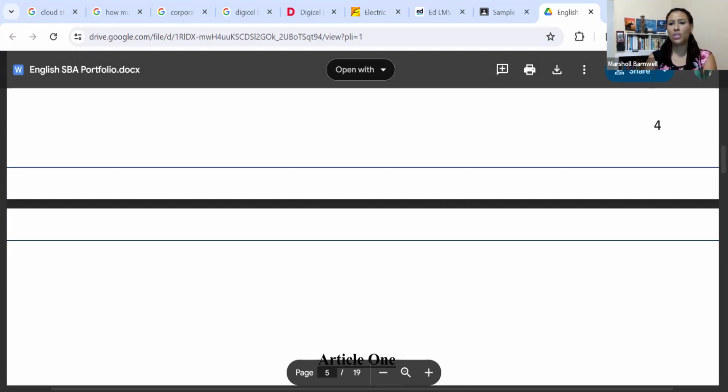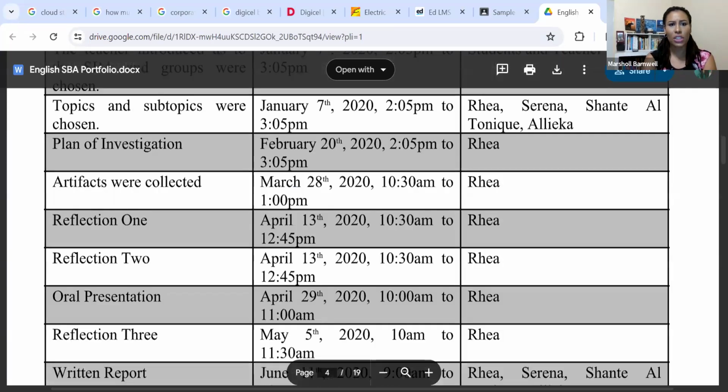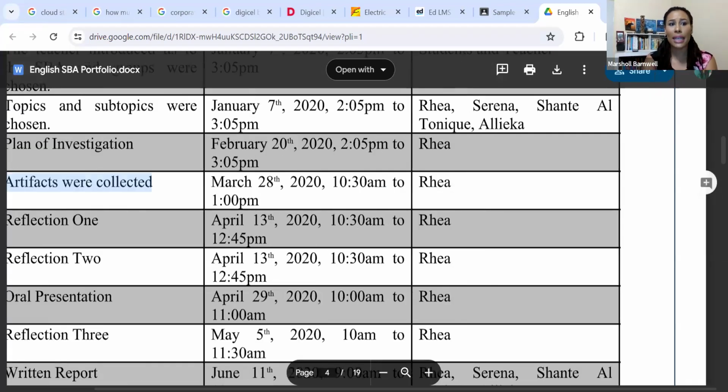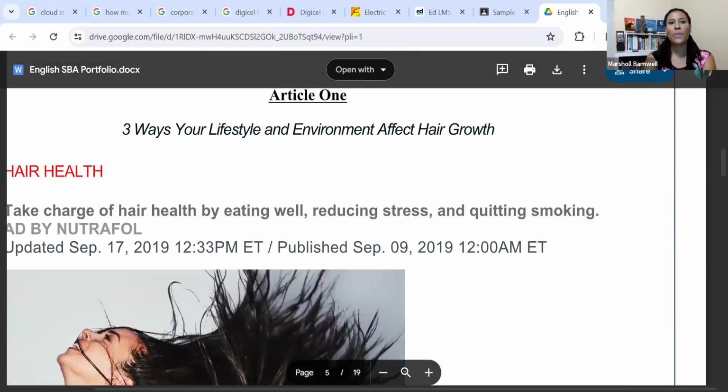The students said that after they have chosen their topics, they're going to do their plan of investigation, and then go ahead and collect their artifacts. So after your plan of investigation is your collected artifacts, because you cannot do your reflection one without finding your sources. So let's look at the sources that this individual found.